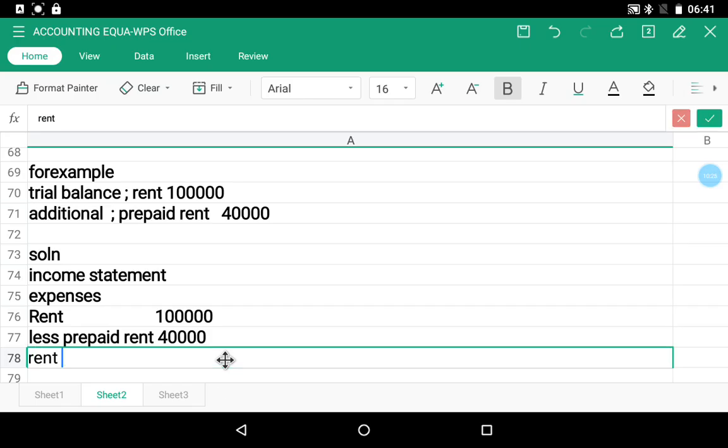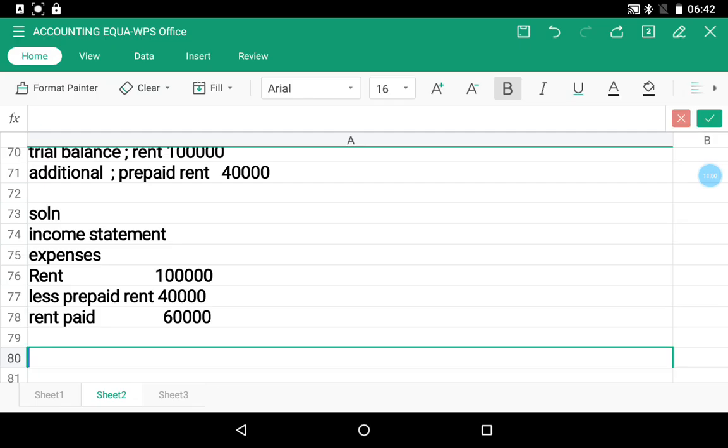Our rent paid for that period, which is the one we record in income statement, is 60,000. So that's how they treat prepaid or outstanding expenses in the income statement. Where we have said you get rent paid in the trial balance, you just deduct the prepaid. So after the income statement, now let us see how it is treated in the financial statement.